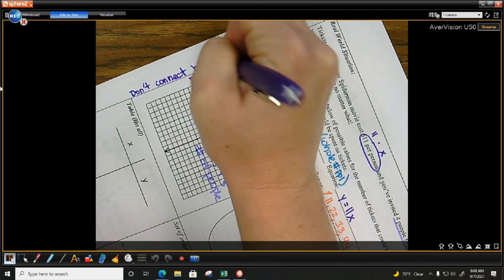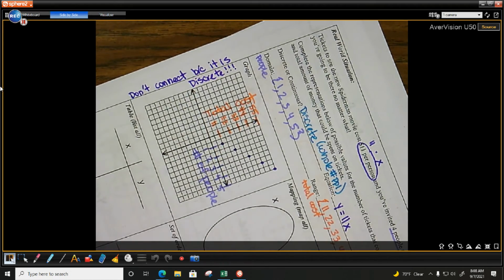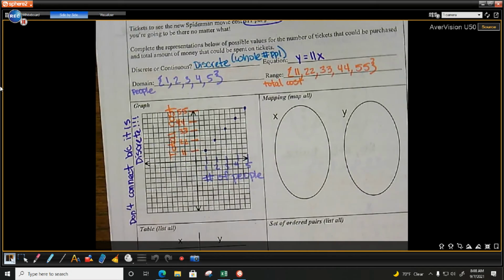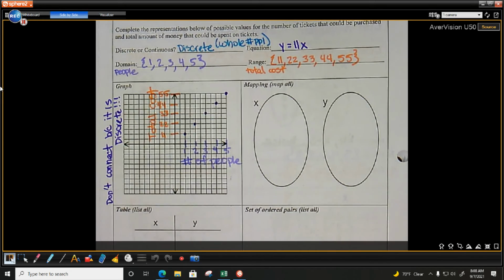If I were to connect it, guys, I would say that there is a cost associated with 1.5 people going. Well, there's not a cost associated with 1.5 people going because you can't have 1.5 people go to the movies. Okay? So it just exists at those distinct values. Okay? So now we're going to do our mapping diagram.